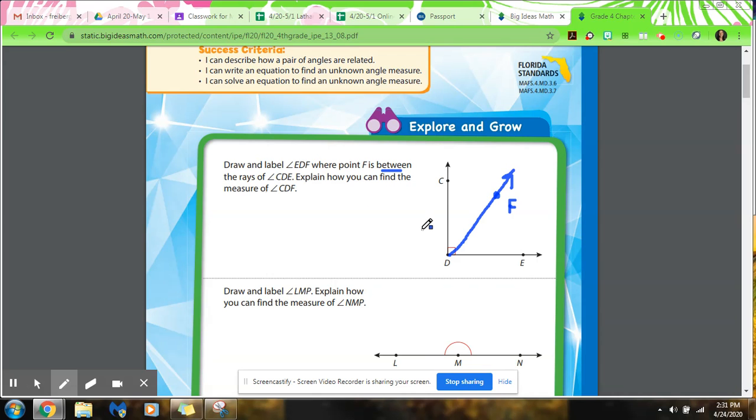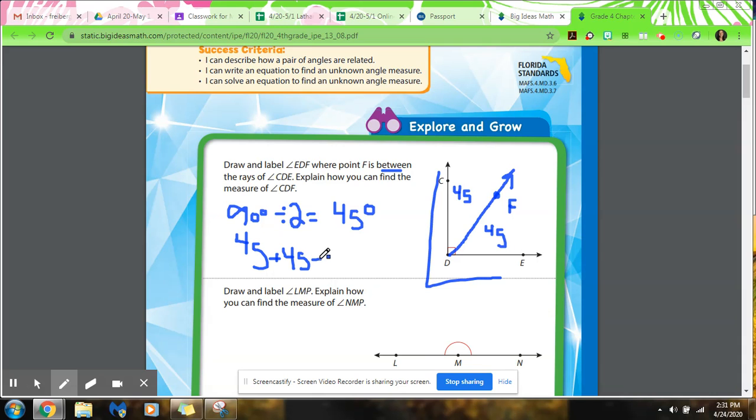Explain how you can find the measure of CDF. Well, let's think about it. I know that a right angle has to equal 90 degrees. So if I were to cut that in half, I'm going to divide by 2 because I have 2 halves. 90 degrees divided by 2 would make it 45 degrees. So each of these would be 45 degrees, and to double check our work, 45 plus 45 gives me the total of 90 degrees, because that makes a perfect right angle.